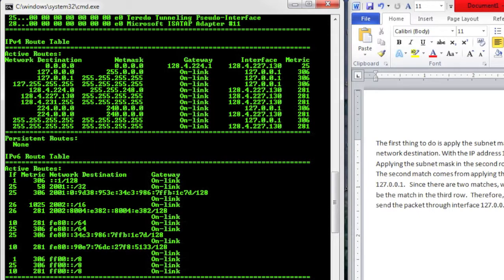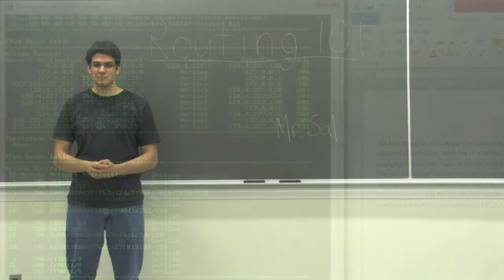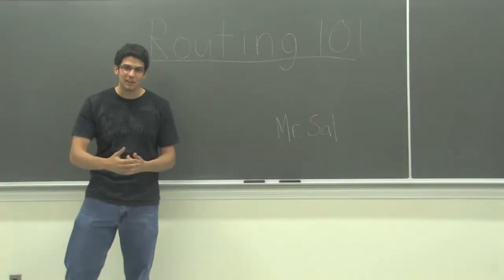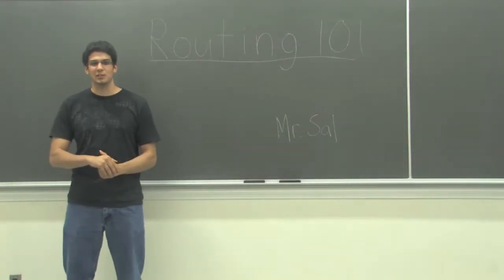The second match comes from applying the subnet mask in the third row, giving an IP address of 127.0.0.1. Since there are two matches, we have to first look for the longest one. This happens to be the match in the third row. Therefore, the packet with the incoming IP address of 127.0.0.1 will be sent through interface 127.0.0.1 according to the table. That's correct. Well done. I'm glad you guys picked this up so easily.